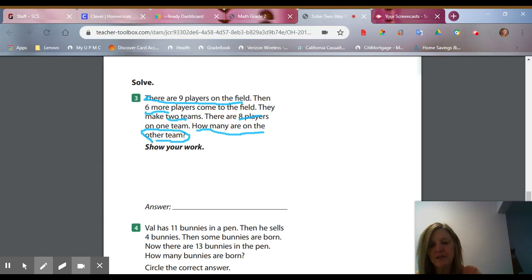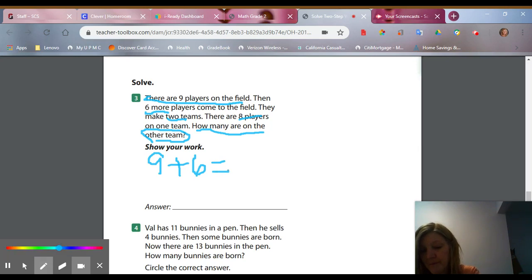So let's figure this out. You need to show your work. So you need to show 9. You have 9 players on the field. If 6 more players are coming to the field, are you going to add them, subtract them, multiply them, or divide them? Well, if they're coming to the field, obviously, you're going to add them. So 9 plus 6 equals, you have 9, 10, 11, 12, 13, 14, 15.